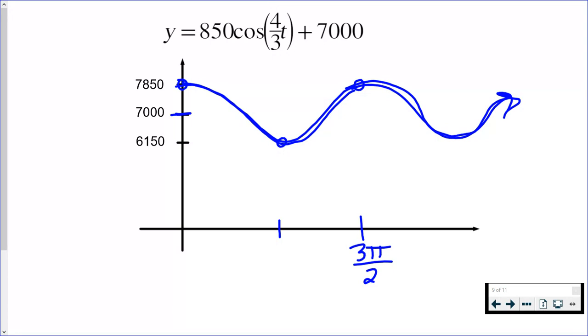If we wanted to know the time it takes between maximum populations, that's just the period. Because remember, we're starting at our maximum population right here. The time it takes to get back to that maximum population would be the period of 3 pi over 2. But remember, we don't usually talk like that. We don't say it took 3 pi over 2 years. So if you convert that to a decimal, it's about 4.7 years.